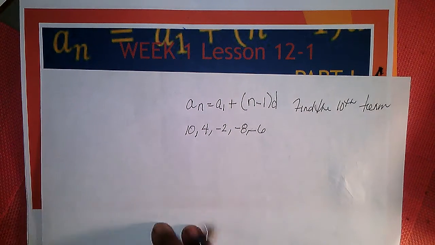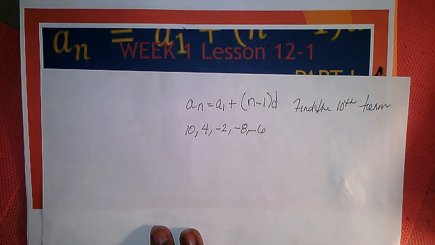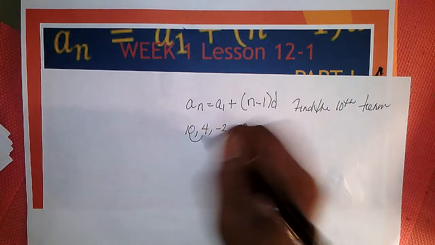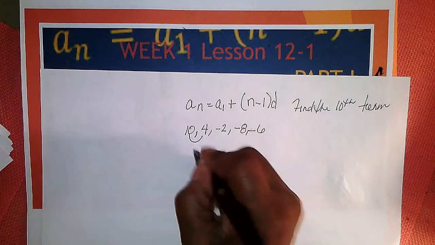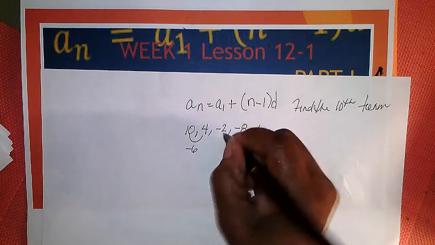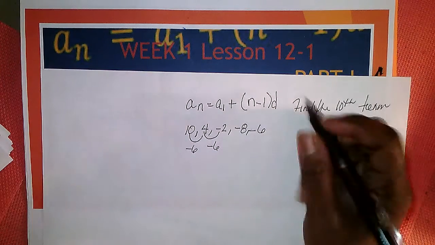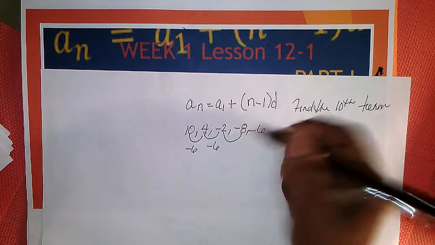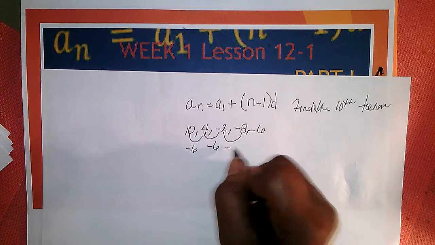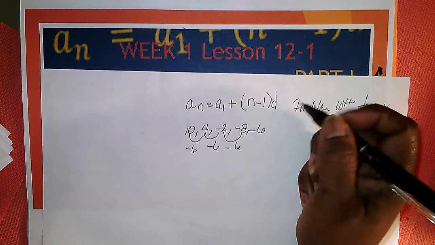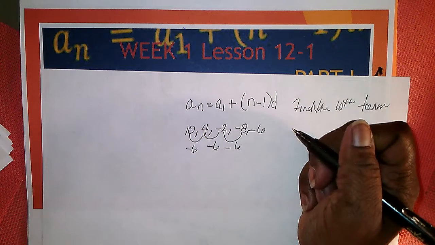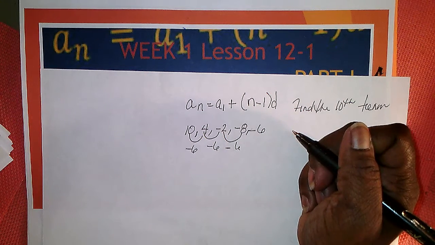All right, so let's go ahead and look at the common difference that they share. So we go from 10 to 4, so that's -6. And then we go from 4 to -2, which is -6. And then -2 to -8 gives us -6. And there we have it.